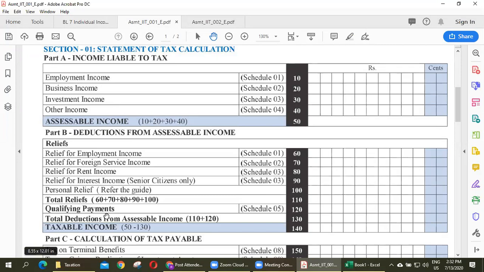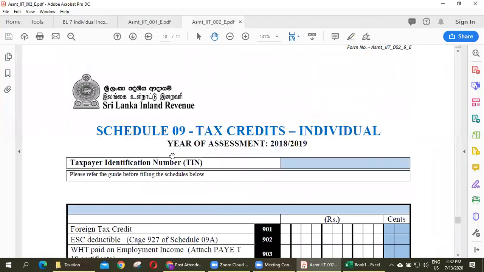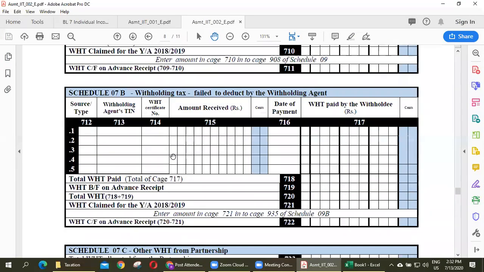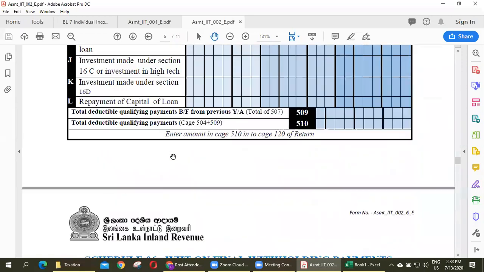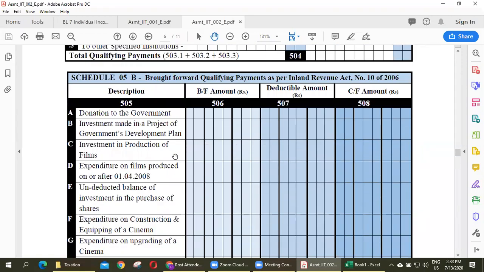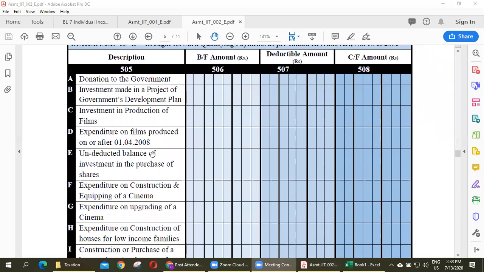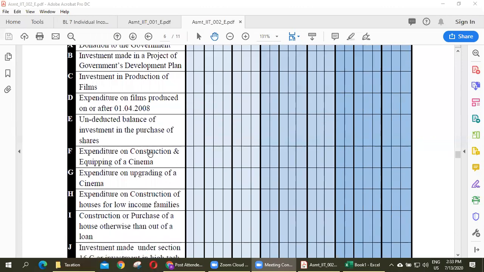We will discuss the qualifying payments. What are the qualifying payments? Here are the qualifying payments. So these are the qualifying payments, right? Donation to the government, right? Investment made in a project of the government development plan, investment in production of film, expenditure on film produced, right? Undeducted balance of investment in purchase of shares.